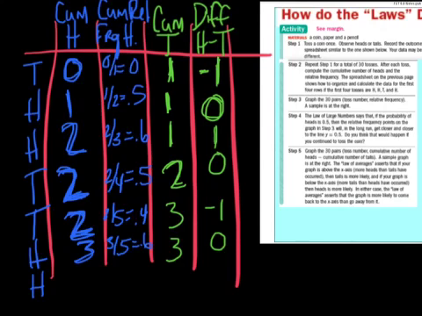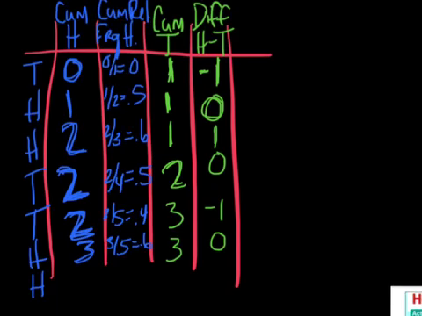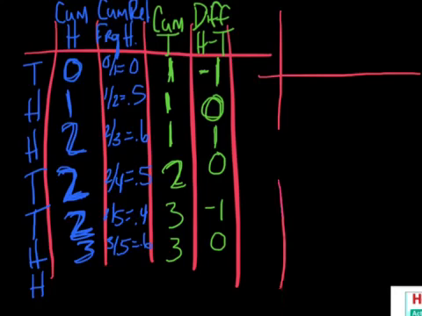We're going to compare the law of large numbers and the law of averages. So let me get rid of that. I'm going to do a quick graph of these right here. So this one right here will be the law of averages, and this will be the law of large numbers.